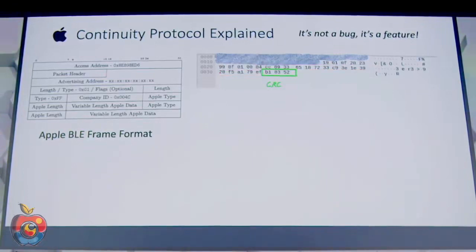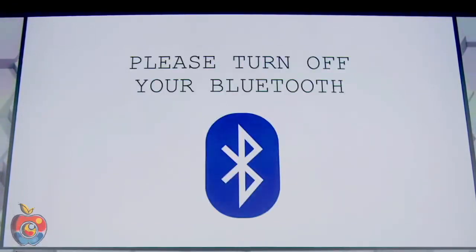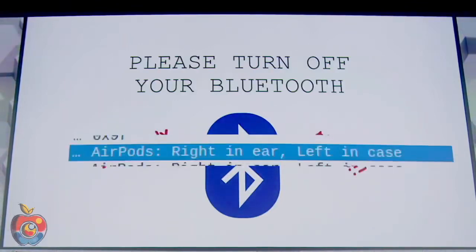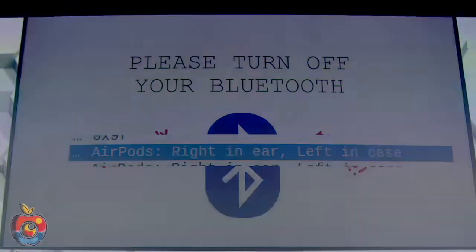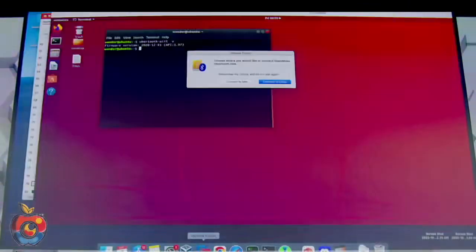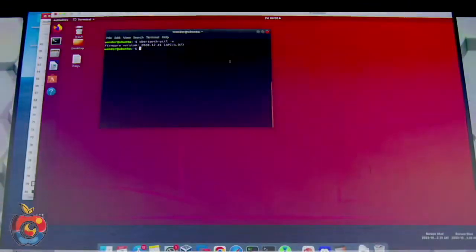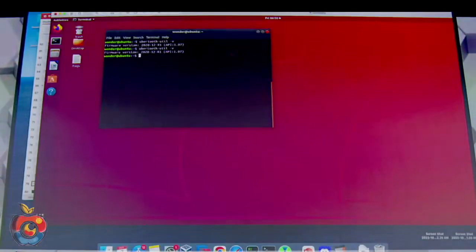Okay, I know we're running up on the break, but I'm going to do the demo now. So again, turn off your Bluetooth, please. I will find you if you don't. All right, please work.